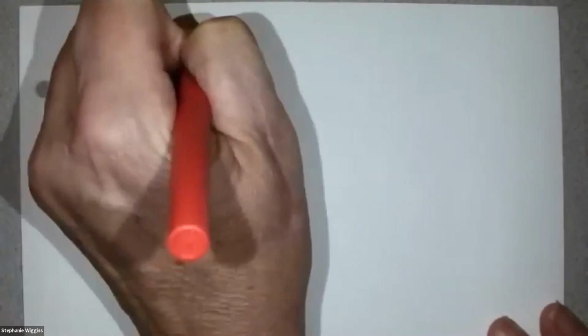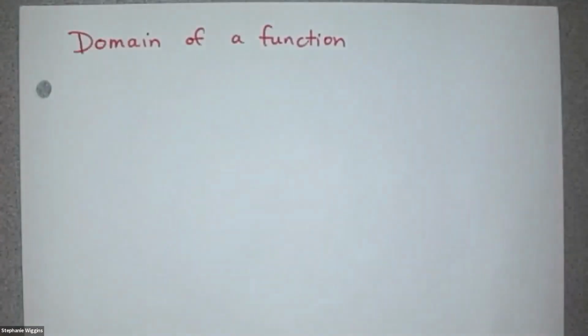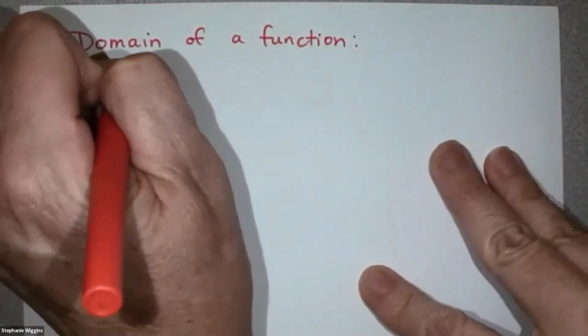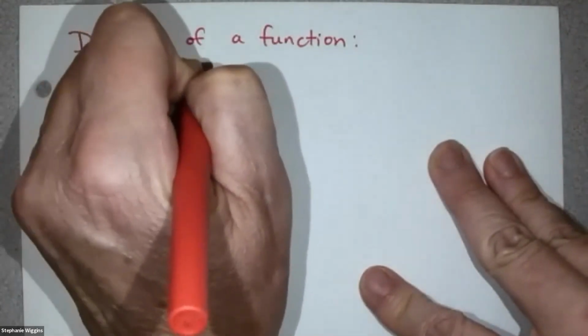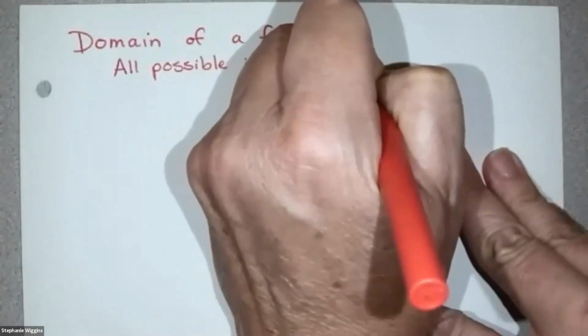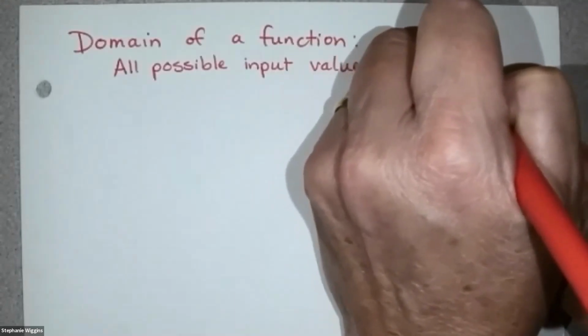All right. Domain of a function. As the example with the area, we had to restrict the domain because you don't want to have negative values for the length of your side. So the domain of a function is a very important concept, and it simply means all possible input values. And remember, input values are x values.